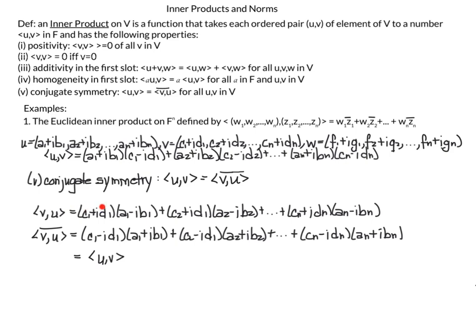Now I'm going to take the complex conjugate of this whole thing here. So I have c1 minus id1 times a1 plus ib1. Here I'll have c2 minus id2 times a2 plus ib2 up to cn minus idn times an plus ibn. And you will recognize this if you just swap the order, and we can do that because multiplication is commutative. Swap the order of these two, swap the order of these two, swap the order of these two, and again we can do that because at this point we're just multiplying complex numbers and we can swap the order. There's commutativity. So that's equal to the inner product of u and v.